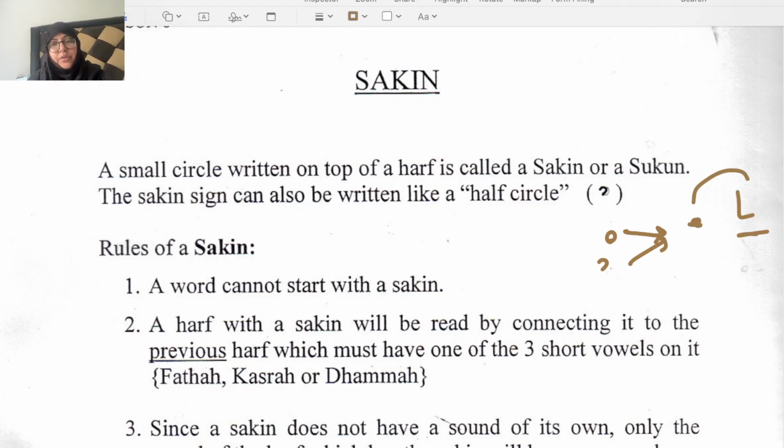So these are the things that we have to start with. So we will continue from this one in our next lesson.